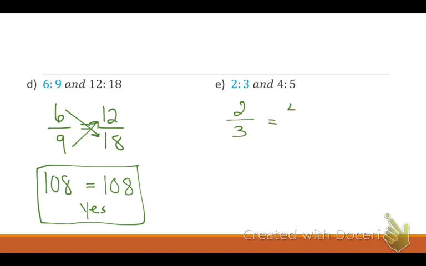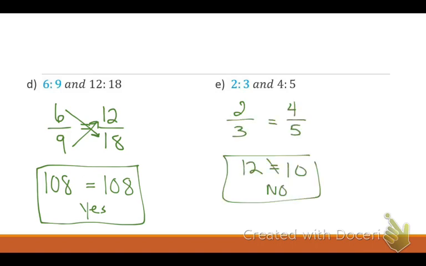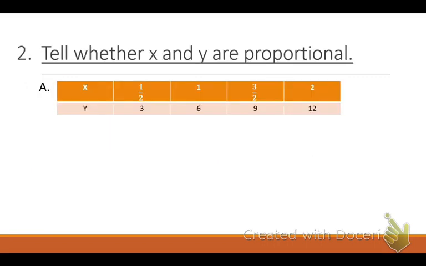On the next one, 2 over 3, 4 over 5. 12 does not equal 10. Did you put the line through the equal sign? Yes. Did you write no? Yes. Okay. All right, then we're good. All right, so now we're on to example 2, telling whether or not values are proportional.